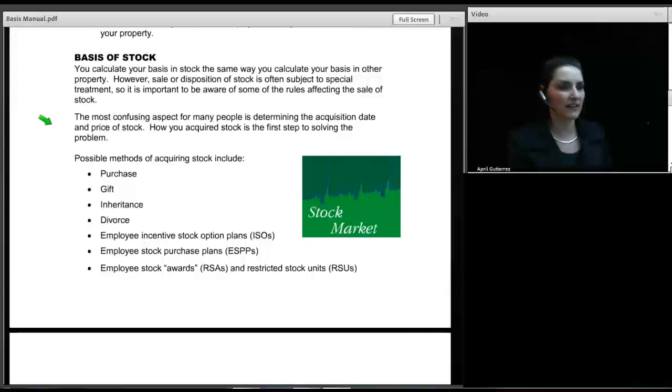And so I often get the deer in the headlights look when I ask my clients how much they paid for this stock and when they bought it. They just simply don't know.